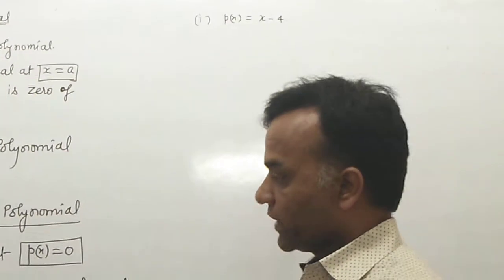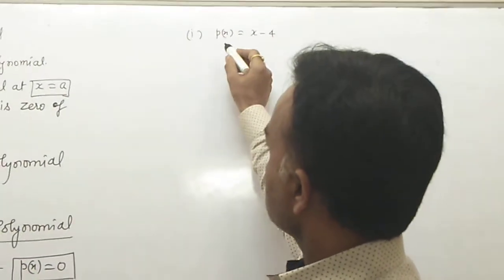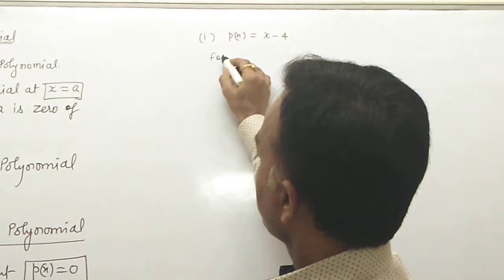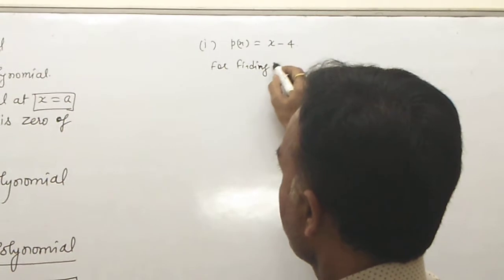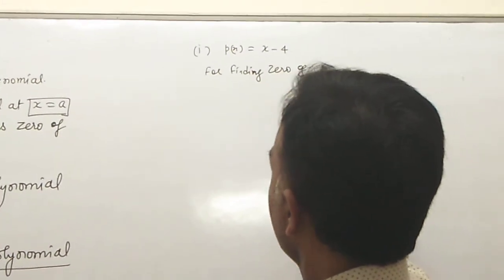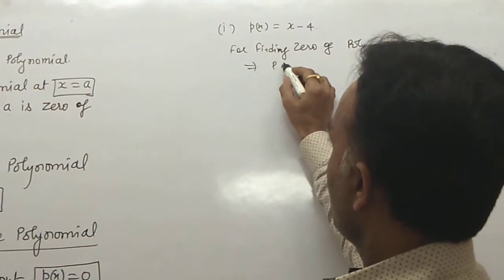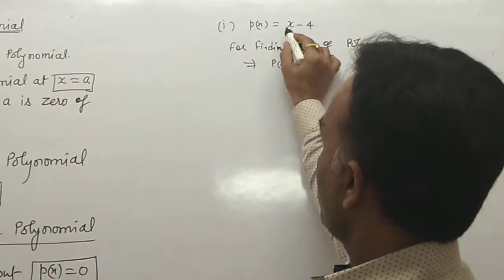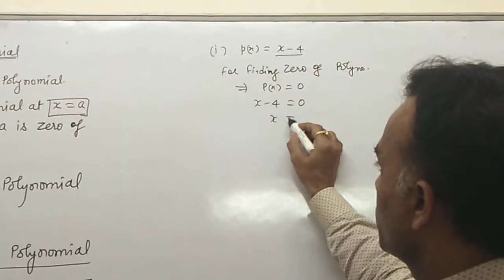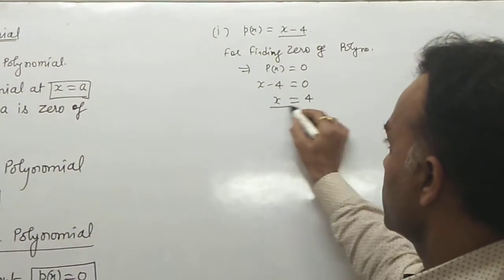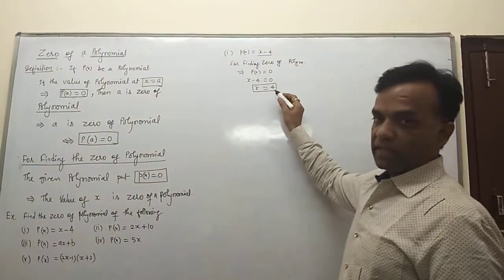Now how do you find the zero of the polynomial? This question is related to the words find the zero. So for finding the zero of the polynomial, put p of x equal to 0. This means x minus 4 is 0. So you put x on one side and the minus 4 goes to the other side, so x equal to 4. Okay, so 4 is the zero of the polynomial. And then you check whether your answer is right or wrong.